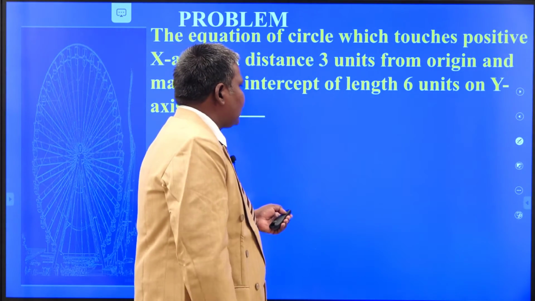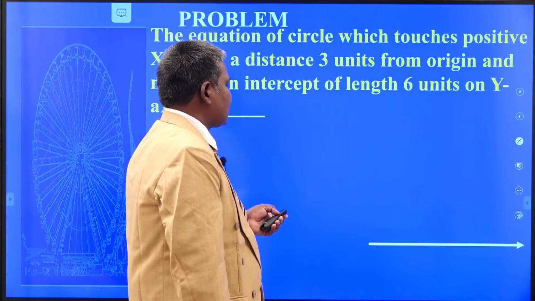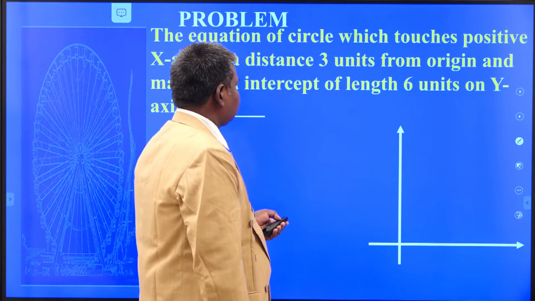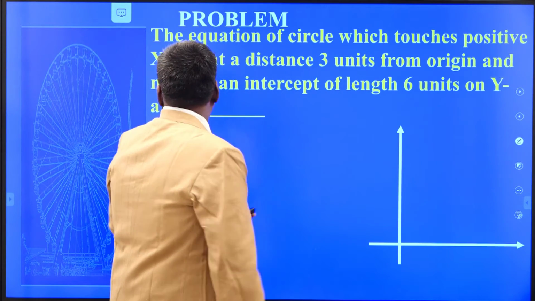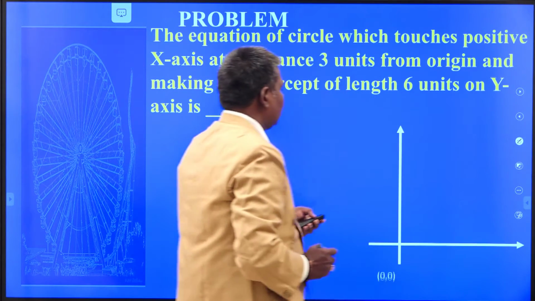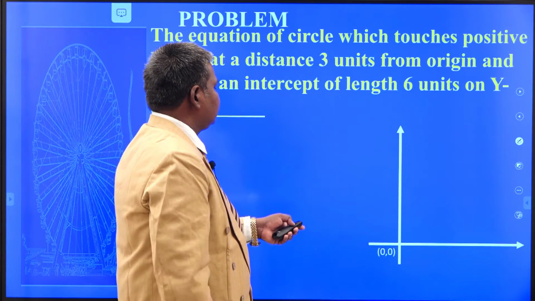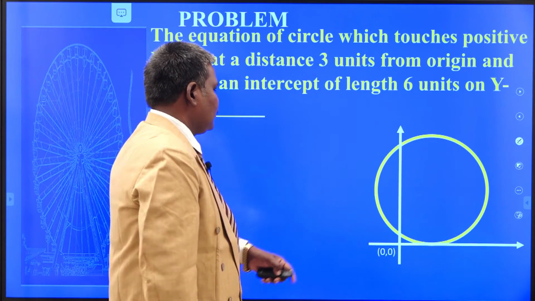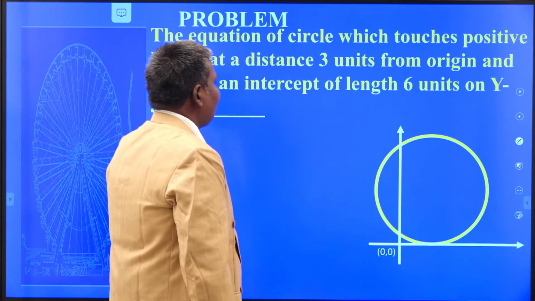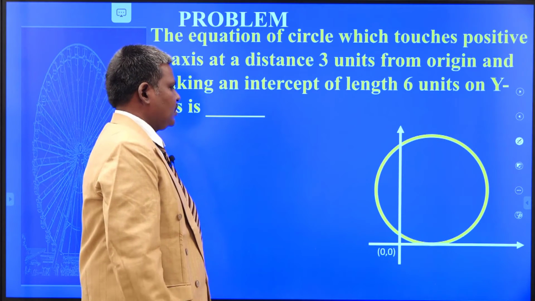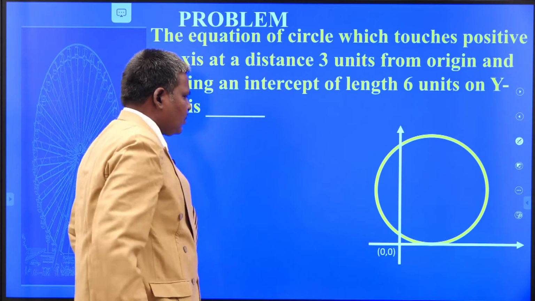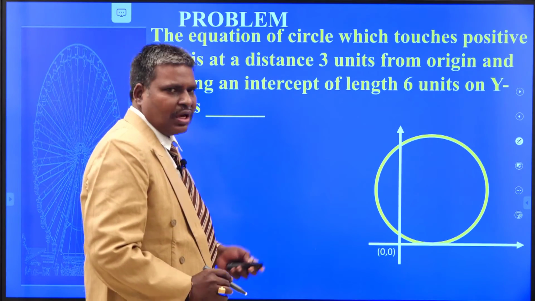Okay. Now let us see the diagram. This is the x-axis. This is your y-axis. This is the origin. This is your circle which touches the x-axis and makes an intercept of 6 units on the y-axis. How to do this one? Without writing all the equations like that, just by the diagram itself you can solve this question.